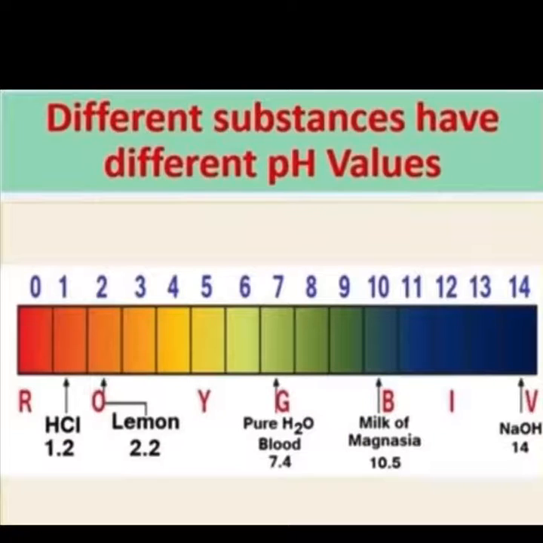Different substances have different pH values. How can we understand this? By using this diagram, right? Yes, by using pH values. The strength of an acid or a base can be measured by using pH value, right? We already discussed. pH value not only tells whether the solution is acidic or basic, but also gives the strength of acid or strength of base, right?